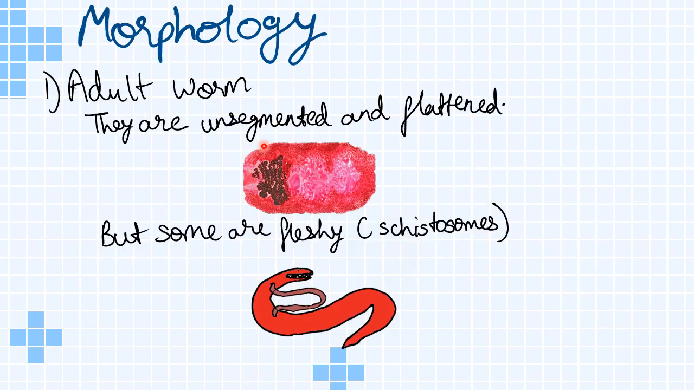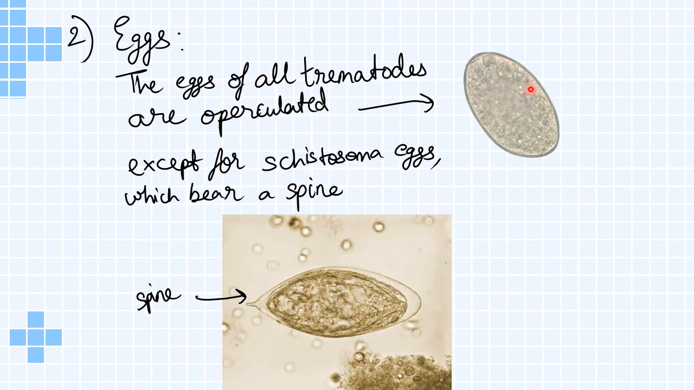Most adult trematodes are flattened and leaf-like in appearance, as you can see in this picture. However, schistosomes are an important exception because they are elongated and cylindrical rather than leaf-shaped. Let's look at another important characteristic used in diagnosis, the eggs. The eggs of most trematodes are operculated, meaning they possess a lid-like structure through which the larva emerges. Schistosome eggs are again an exception. They lack an operculum and instead possess a characteristic spine.